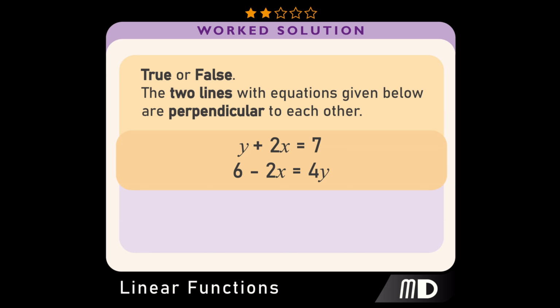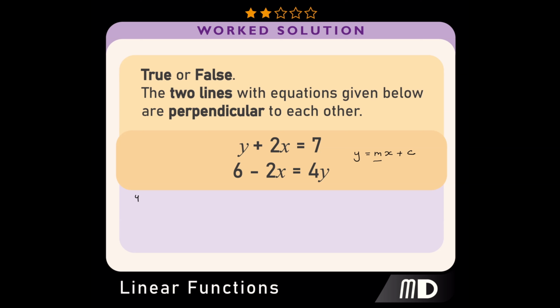The first step is to find the gradient of each line, and the second step is to find out whether those gradients are perpendicular. We can do that in several different ways. But let's begin with step 1. We need to rearrange each of these equations into the form y equals mx plus c. So that means getting y by itself, and whatever the coefficient of the x term is, that's our value for m, which is the gradient.